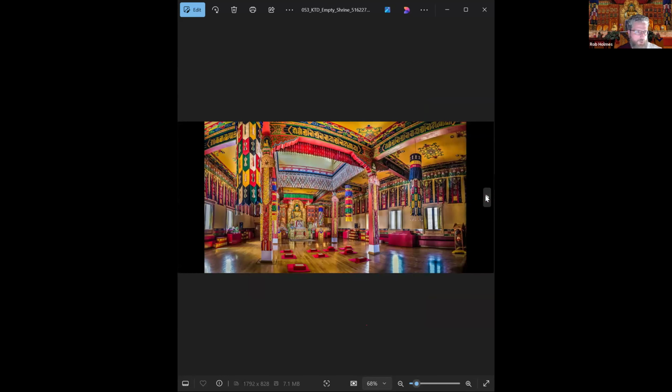This is an empty shrine room. KTD, when it's empty, it's a strange, like fishbowl lens or something because it's kind of bowed. The room is not bowed like that. But it's hard to get the entire shrine room in a photo.